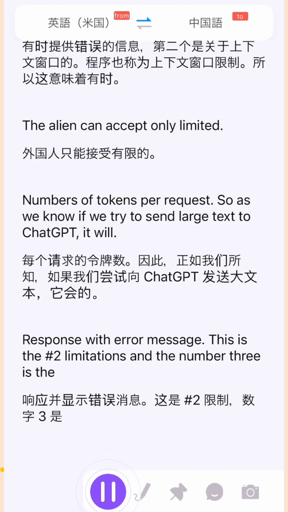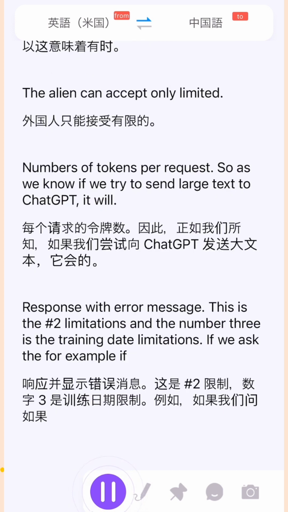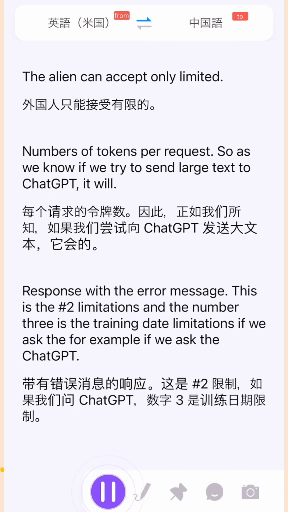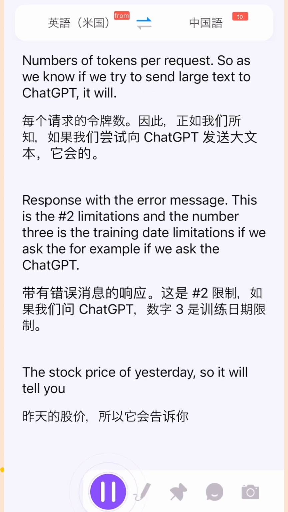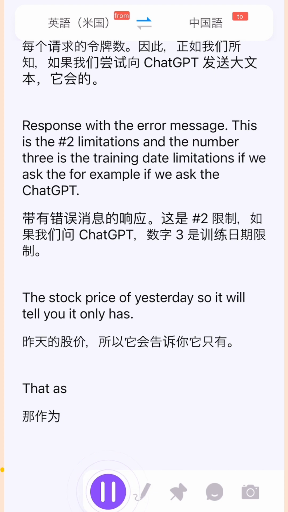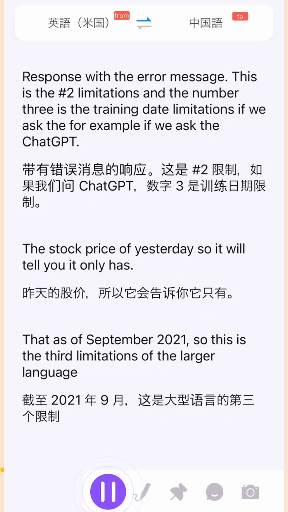And number three is the training data limitation. For example, if we ask ChatGPT the stock price of yesterday, it will tell you it only has data as of September 2021. So this is the third limitation of the large language model.